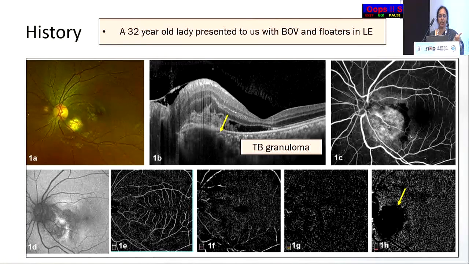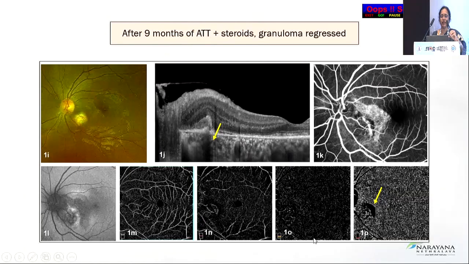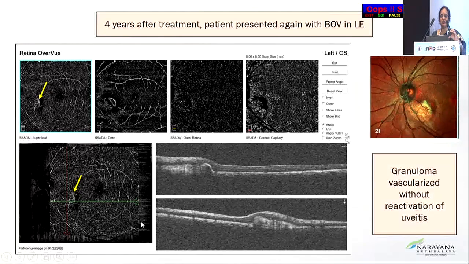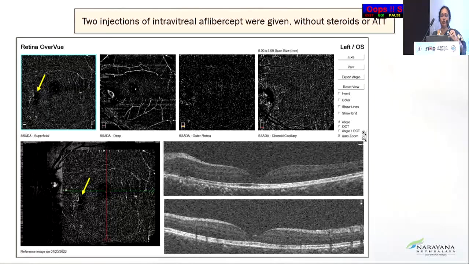Here is a case of a 32-year-old lady who presented with defective vision and floaters, diagnosed with a granuloma, and was on ATT and systemic steroids. Here you could see the hyperreflectivity in the outer retinal layer with hyperfluorescence on OCTA. This patient received ATT and steroids, and the granuloma regressed. 4 years later, the patient presented with defective vision in the left eye, where we could see neovascularization on the surface of the granuloma, which you could see on OCTA. However, there was no activity of the granuloma. So the granuloma was vascularized without reactivation of the uveitis.